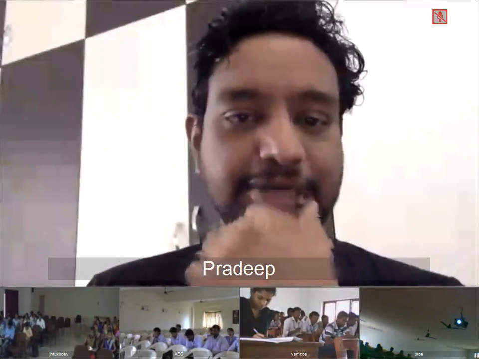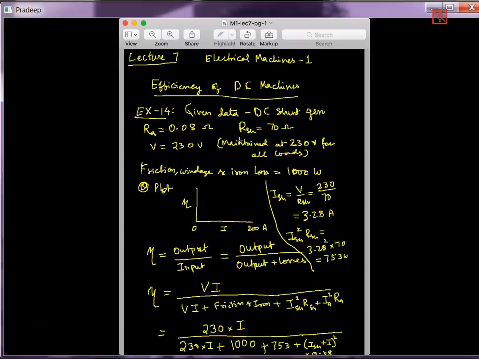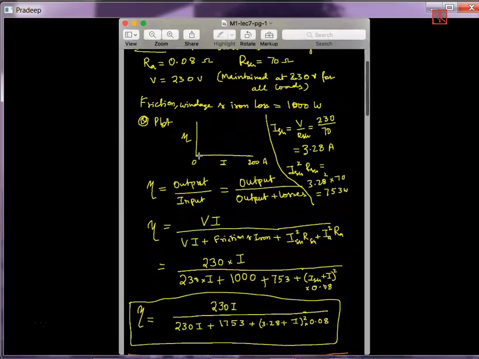Before one minute, I am just opening the file with armature resistance, shunt resistance, voltage, everything given. So the objective is, as the x-axis load is increasing, how the efficiency will change. This is the objective of doing that exercise.